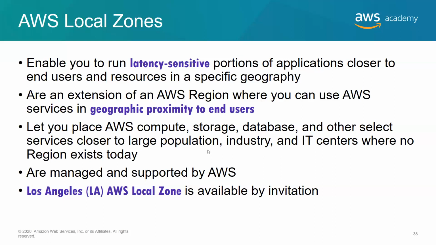Now I'm going to select the Hyderabad region here, which is going to be very close to me, right? So I'm going to enable it for my latency-sensitive portion. Then I'm going to add all the resources here: compute services, storage services, database services, or whatever is required, and I'm going to use managed services also. But actually, every region will not have a local zone. Only some regions will have a local zone, like Los Angeles. AWS Local Zone is available by invitation, right?